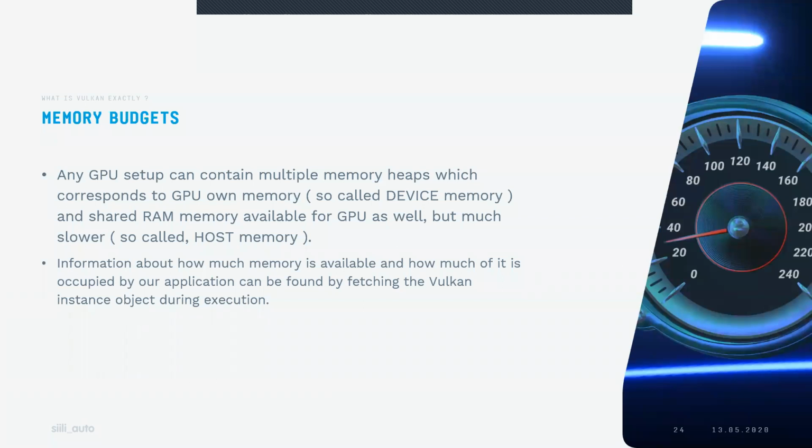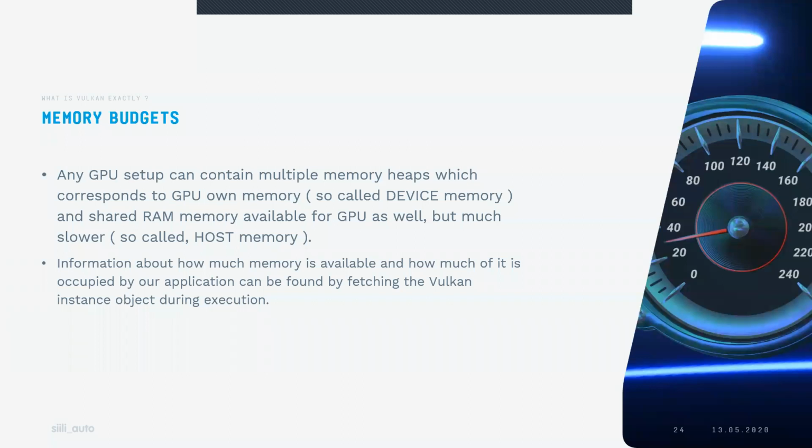So if you have two applications and the first one is using a lot of memory, the second one will ask for a memory budget. It will see that the memory budget is low, and it will adjust its behavior or any kind of memory allocation policy to be aware that the other application is using a lot of memory.